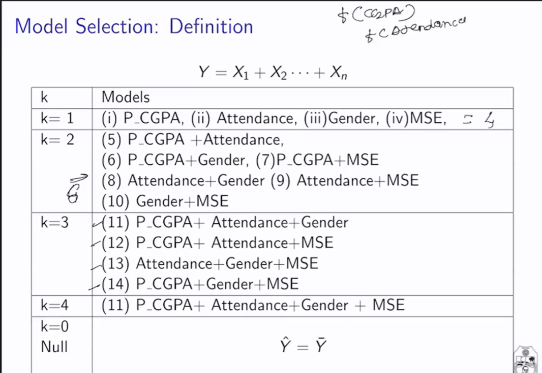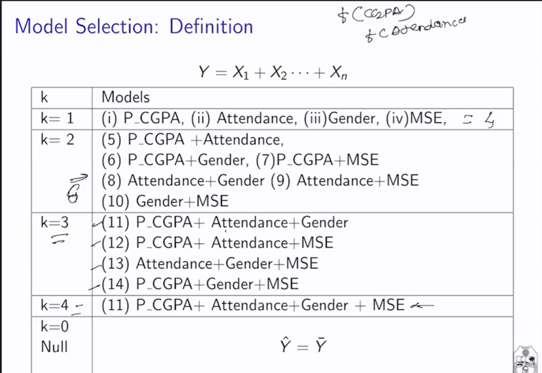So you can use CGPA, attendance and gender; CGPA, attendance and mid semester examination mark; attendance, gender and mid semester examination mark; or mid semester examination mark, CGPA, gender. So these are the four different ways when you want to use three input variables. If you want to use all four variables, then there is only one way.